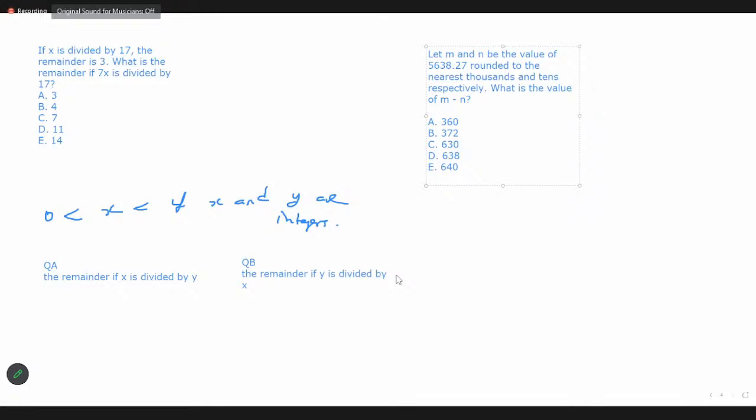All right, so if you round this up to the nearest thousands, you have 6,000. If you round this to the nearest tens, you have 5,640. So if you subtract, you have 360. It's as simple as that. Right, do you understand now? Yeah. Okay.